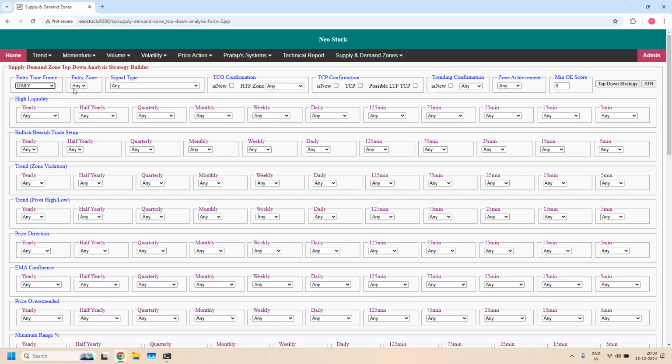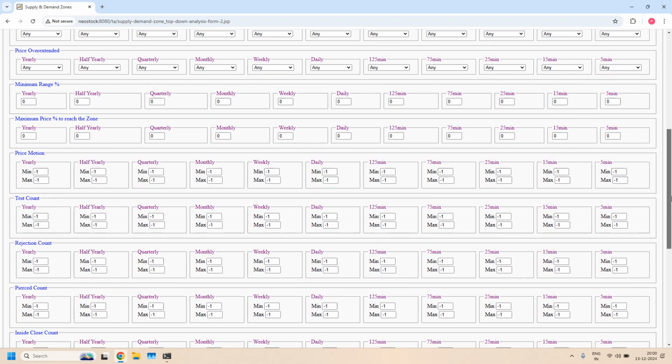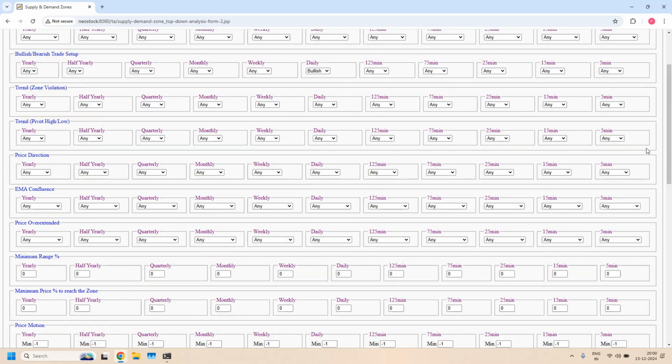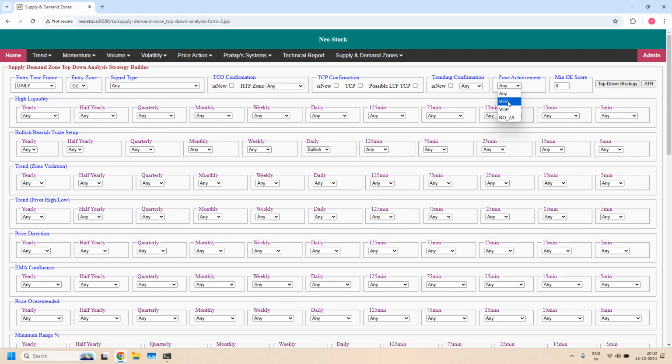Entry time frame daily, entry zone demand zone, bullish or bearish trade setup at daily. I am selecting bullish. These daily demand zones should not be pierced. So I am setting minimum value 0, maximum value 0 in daily time frame. Zone achievement violated opposing zone. Minimum odd enhancer score 12. All three filters are applied to daily demand zone.